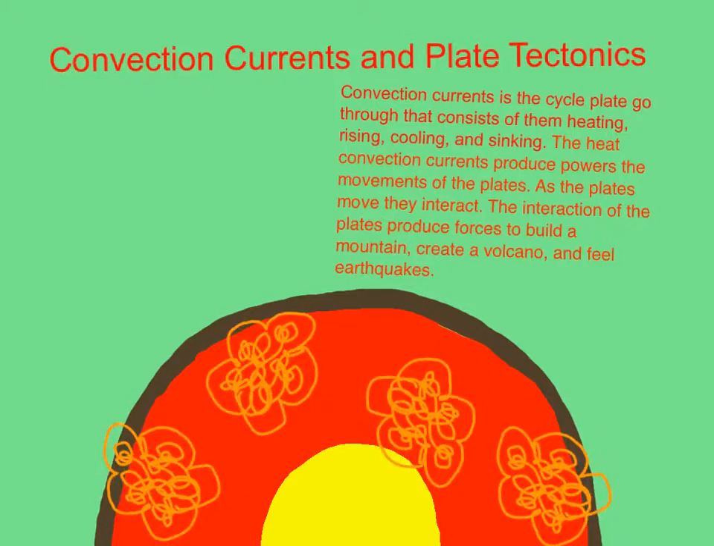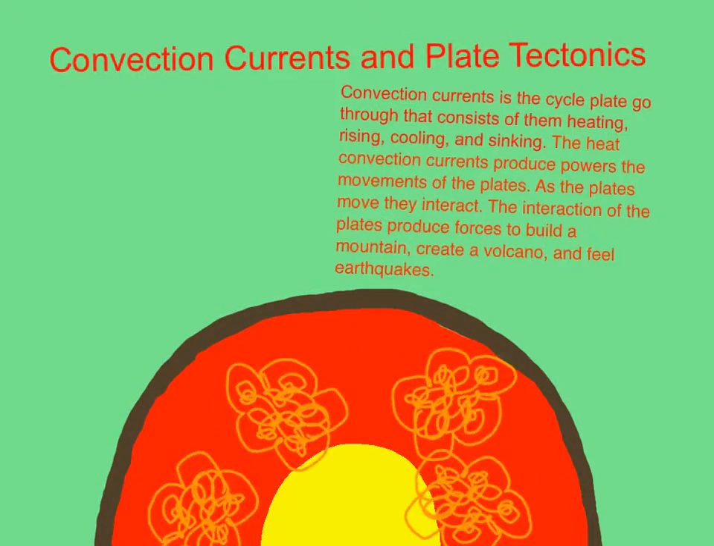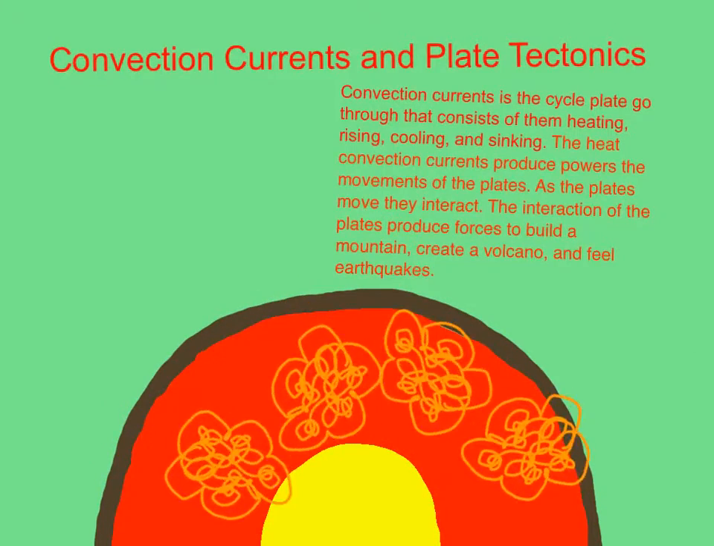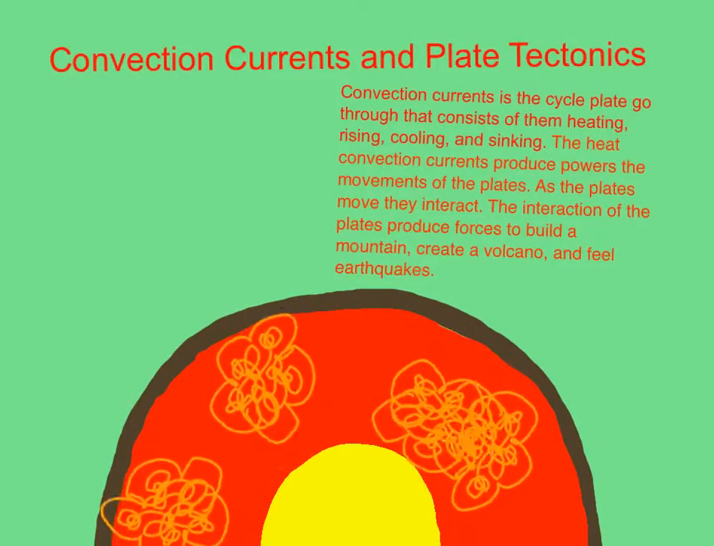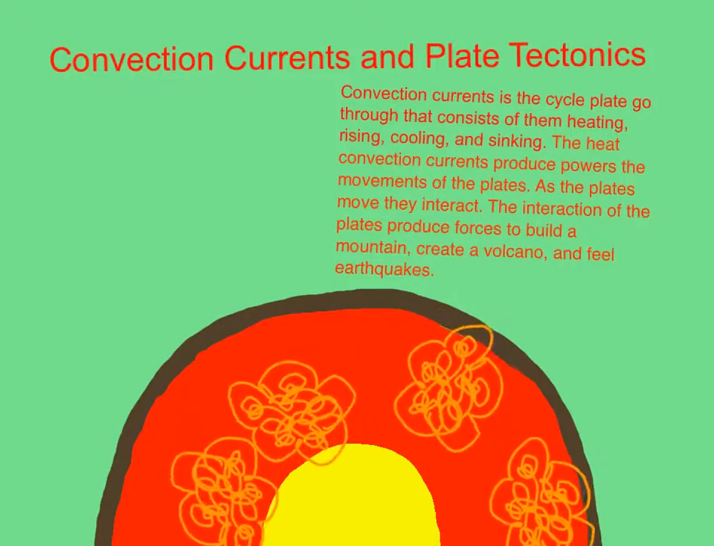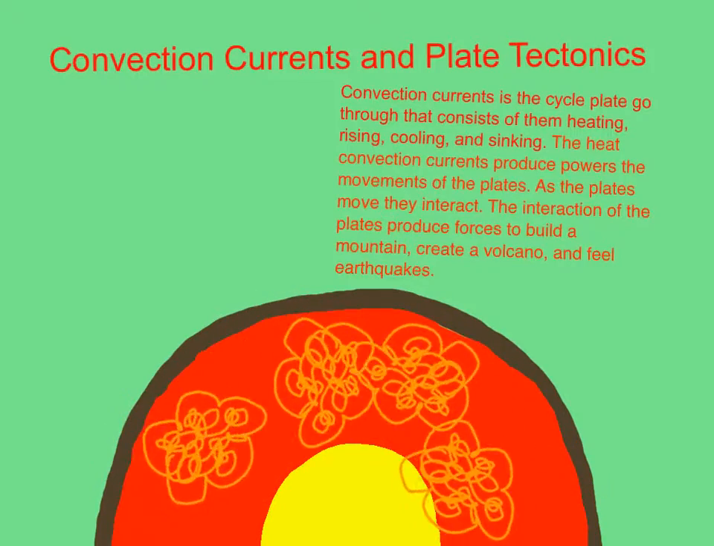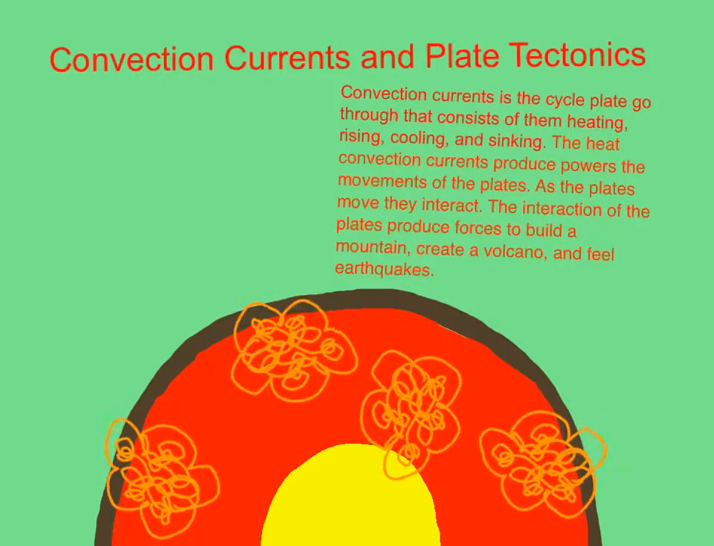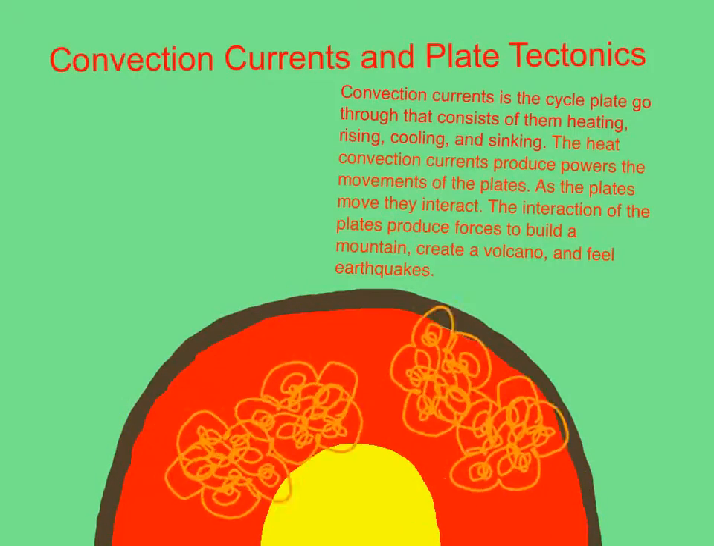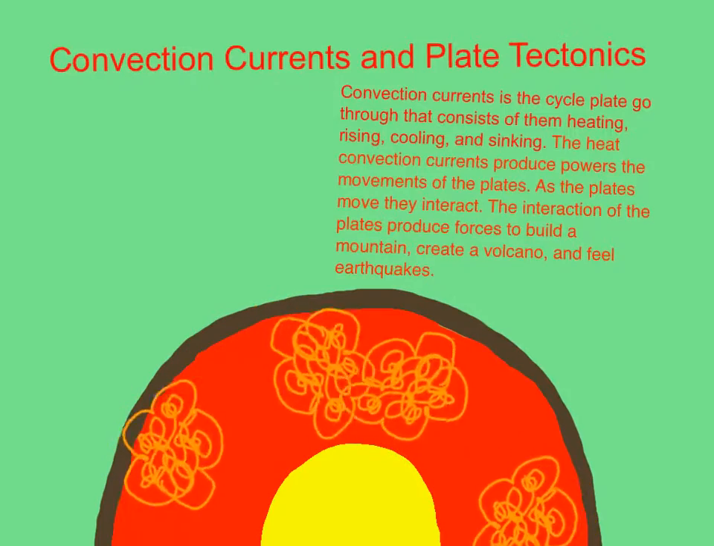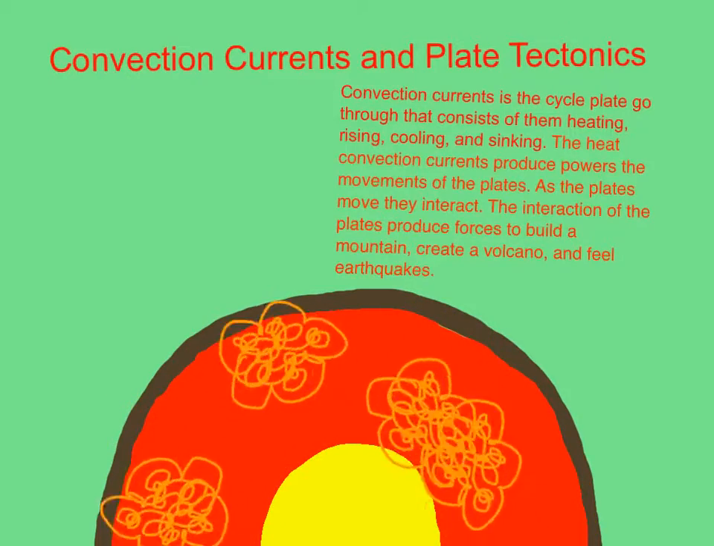Convection currents and plate tectonics. Convection currents is the cycle plates go through that consists of them heating, rising, cooling, and sinking. The heat convection currents produce powers the movements of the plates. As the plates move, they interact. The interaction of the plates produces forces to build a mountain, create a volcano, and fuel earthquakes.